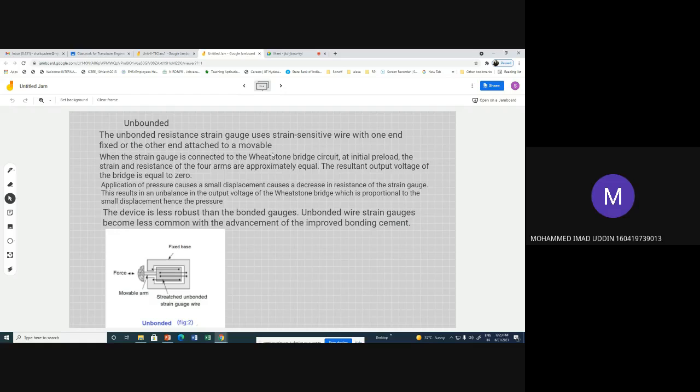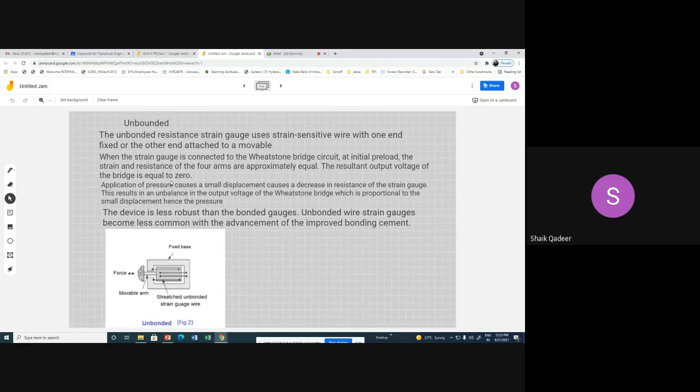The construction of unbounded strain gauge. Okay, I will just read this text. The unbounded resistance strain gauge uses strain sensitive wire with one arm fixed and the other attached to a movable arm. When the strain gauge is connected to a Wheatstone bridge, initially when there is no load applied, all four arms give an equal amount of resistance, then the resultant output voltage will be zero. Maybe you have already seen the procedure to acquire output voltage from a Wheatstone bridge.